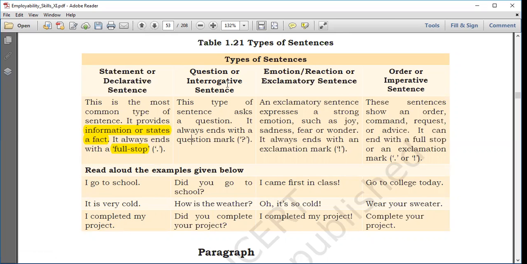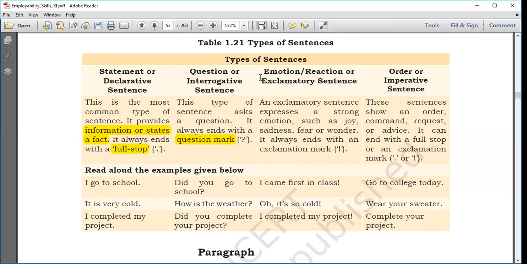The second category is interrogative sentences. Interrogative are the questions. So whenever a sentence is asking a question to somebody, then that sentence is interrogative. It always ends with a question mark, right? Do you go to school? How is the weather? Did you complete your project? These are the examples.